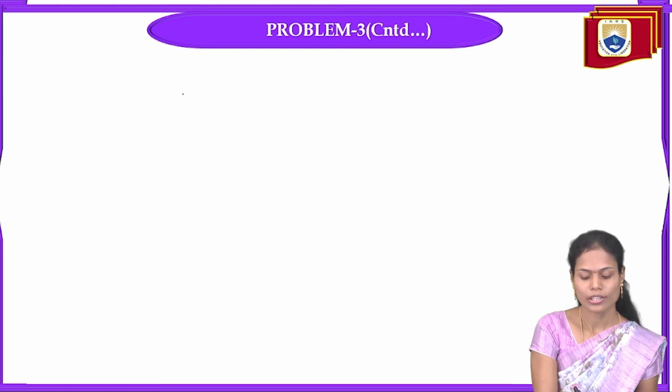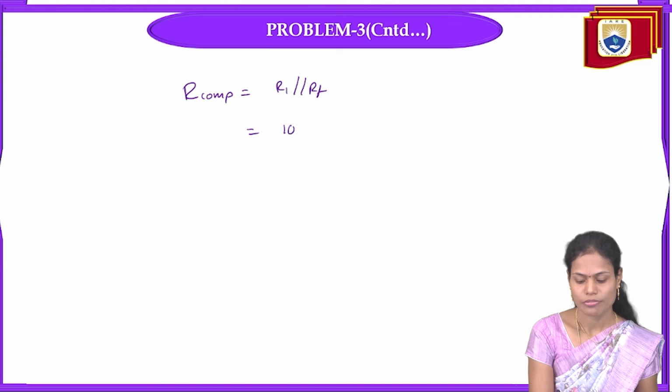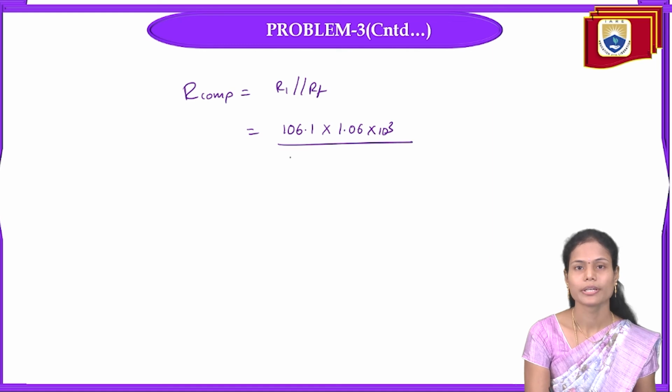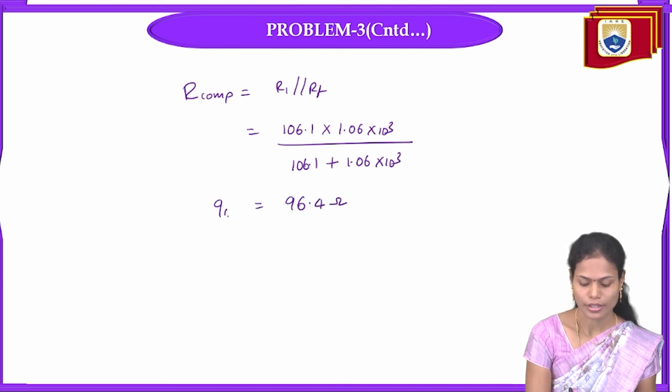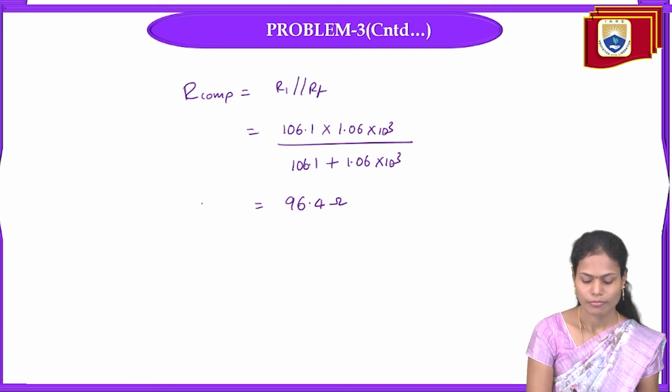And next we need to calculate the value of R compensation, that is equal to R1 parallel with RF. The R1 value is 106.1 into RF value is 1.06 into 10 power 3 divided by 106.1 plus 1.06 into 10 power 3. So this value is 96.4 ohms, the R compensation value.